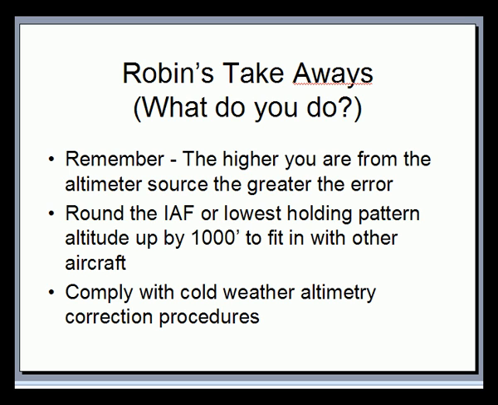Remember that when you're in the airspace with other airplanes in the holding pattern, you're most concerned about the lowest altitude in that holding pattern. So just tell ATC you would like to bump the lowest altitude up by 1,000 feet, or 2,000 feet if it's extremely cold, and just tell them that is the altitude you would like to begin your approach from. And finally, comply with the cold weather altimetry correction procedures for your carrier.